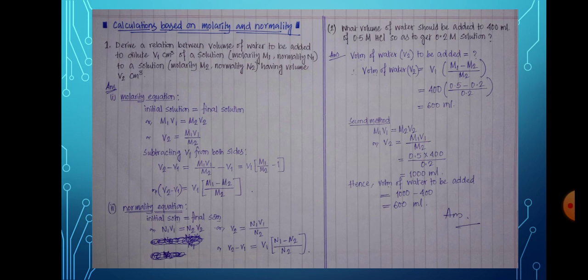Another very easy method I explain in my second method. The formula which I am going to apply is M1 V1 equals M2 V2. Therefore V2 equals 1000 ml. After substituting the values, the volume of water to be added equals 1000 minus 400, which is 600 ml.